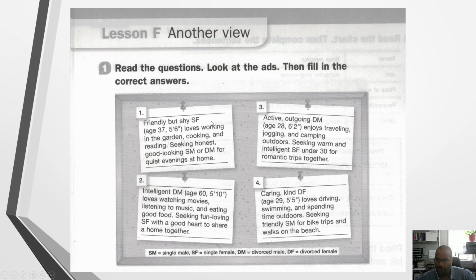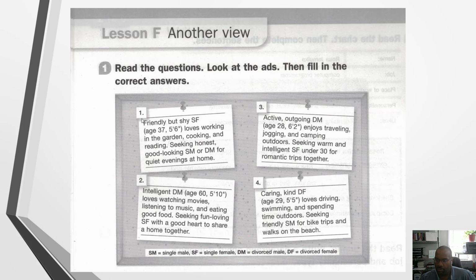Okay, so before we get started, let's look at our legend here, our key, right? So anytime we see the word SM, that means single male. SF means single female. DM means divorced male, and DF means divorced female. So we're looking at a meeting or a dating board here. People looking for other people.